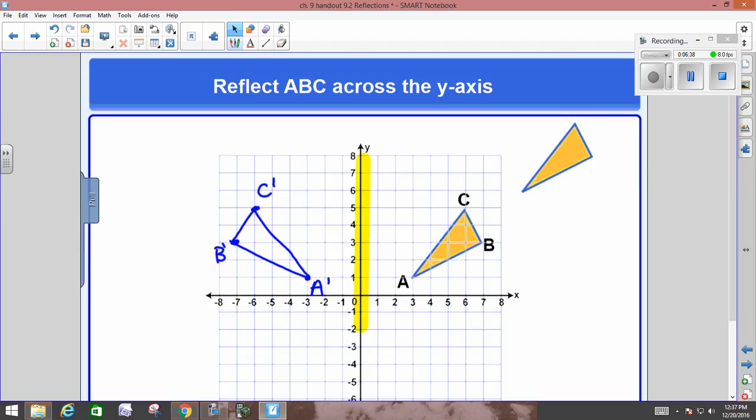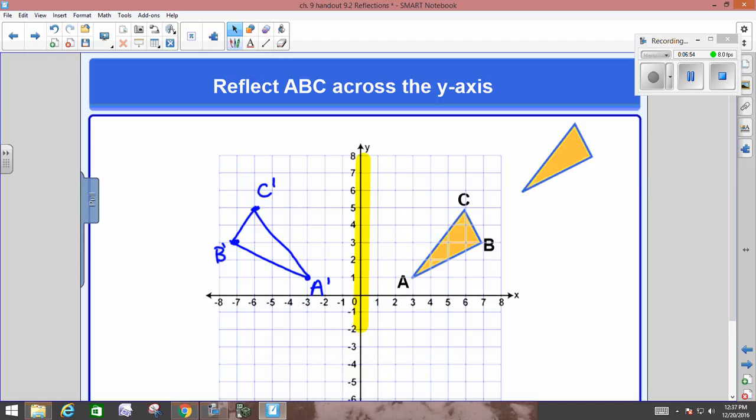If I started in a positive x zone and I reflected across the y-axis, then my x's would become negative. If I started in a negative x zone and I reflected across the y-axis, then my x's are going to become what? Positive. Your y's will stay the same.